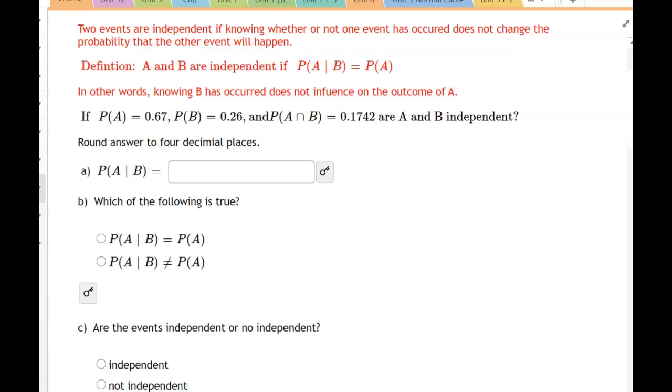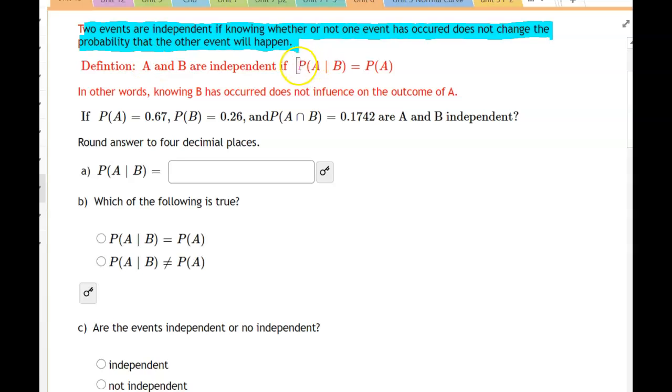Today I want to go over independence. If you read the top of the page, two events are independent if knowing whether or not one event has occurred does not change the probability of another event happening. The mathematical definition is the probability of A given B is equal to the probability of A. In other words, knowing that B has occurred does not influence the outcome of A. So let's take a look at an example.